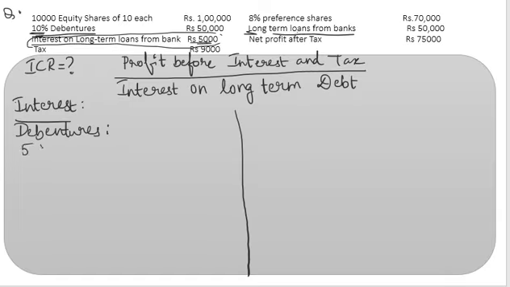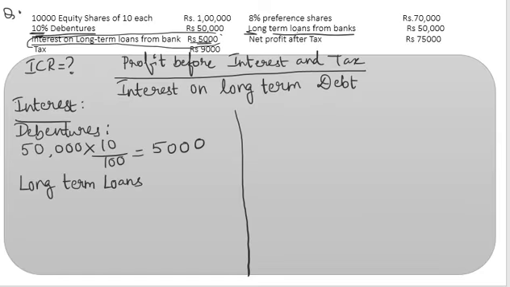Total value of debentures is 50,000 multiplied with 10 percentage, which is 5,000 is the interest. Now interest on long-term loans is 5,000. So total interest on long-term debts is 10,000 rupees. This is done. We have found out the denominator.